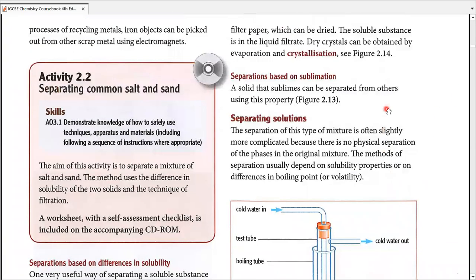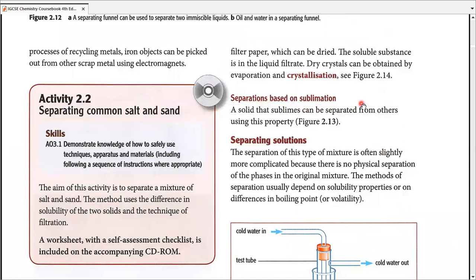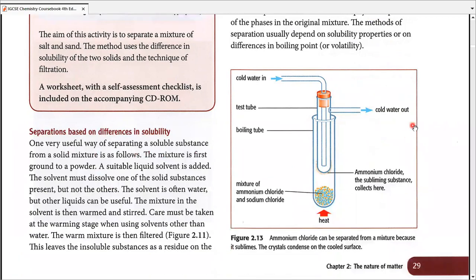Okay, now the topic we have is separation based on sublimation. A solid that sublimes can be separated from others using this property. By others, he means the ones that do not sublime. Let's say we have a differentiating diagram at the bottom.